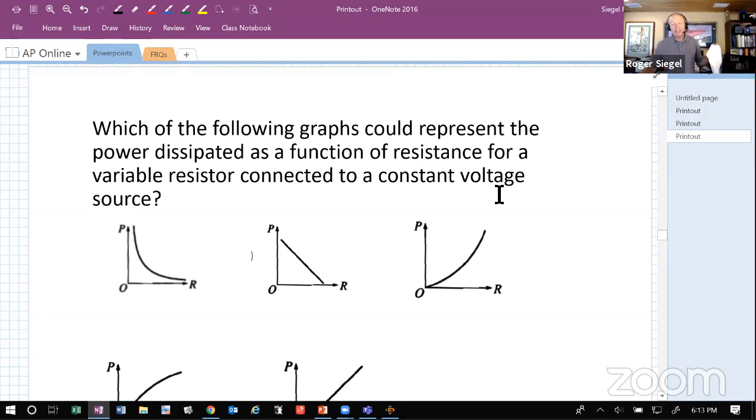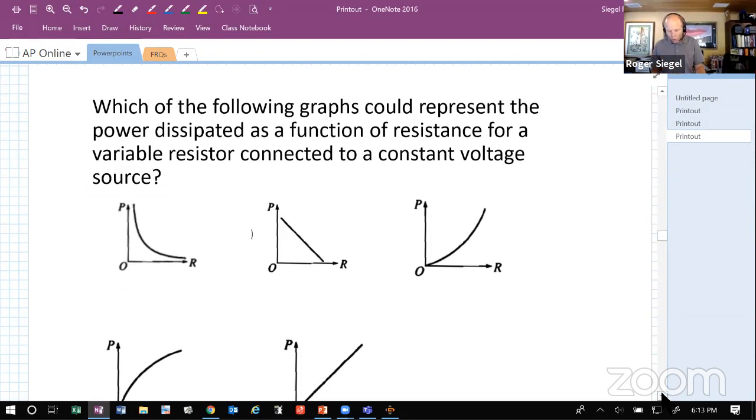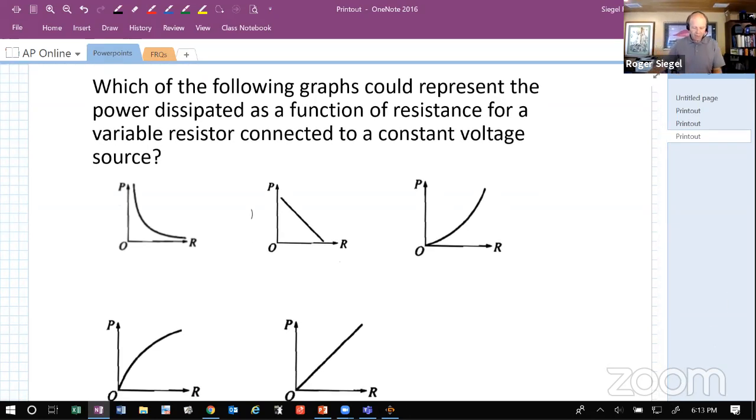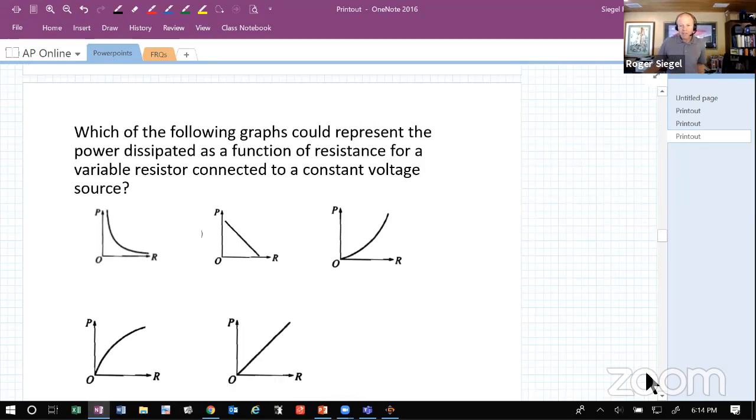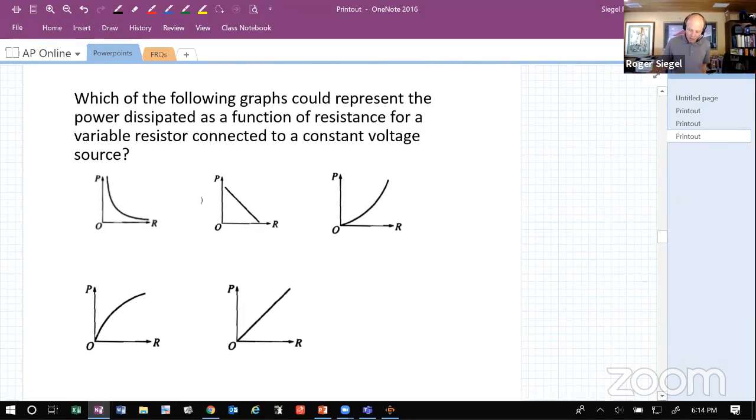Now, these are the kind of problems that we expect you might be asked to comment on, because this is the kind of qualitative relationships that we hope students who are proficient in AP Physics C are going to be able to do. And so let's practice this. It says, which of the following graphs could represent the power dissipated as a function of resistance for a variable resistor connected to a constant voltage source?